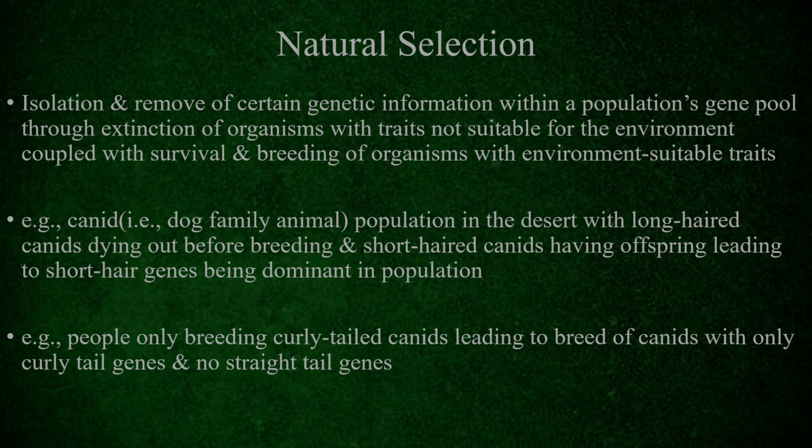One, think of a canid, so like dog or wolf or coyote population in a desert with long-haired individuals dying out before being able to breed, and short-haired individuals within that population having offspring, and therefore leading to short-haired genes being the most dominant in that population. That would be an example. And another example would be people only breeding curly-tailed canids, leading to a breed of canids, like domestic dog, with only curly-tailed genes and no straight-tailed genes. This specifically human-aimed selection is called artificial selection.